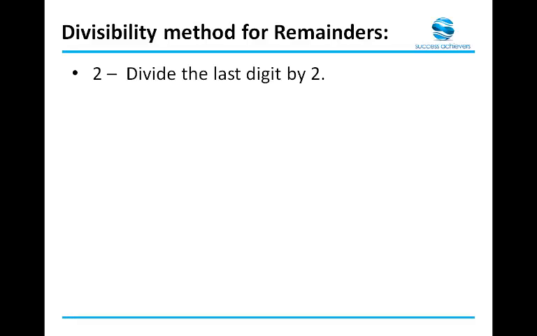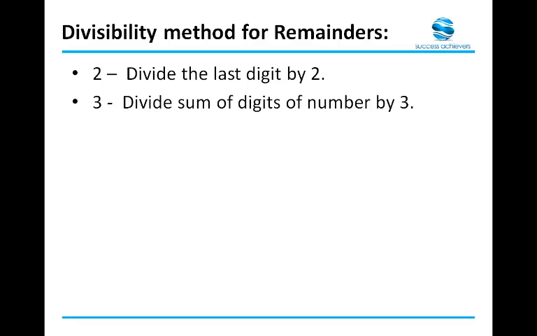So the divisibility method, the rule for 2. If I have to divide a number by 2, what you can do is simply check the last digit, that is divide the last digit by 2. Whatever answer you get, that would be the remainder. For 3, the remainder for any number when divided by 3 can be obtained by dividing the sum of the digits of the number by 3.